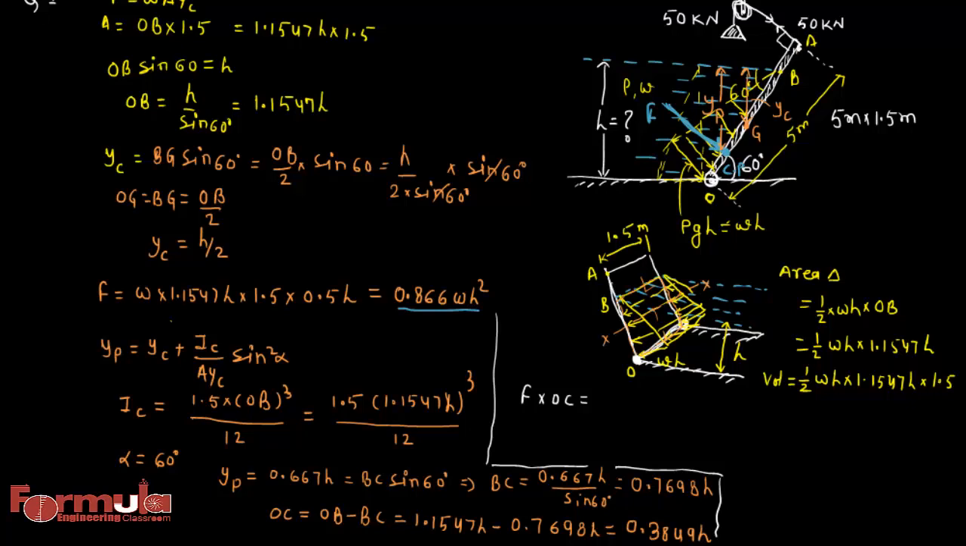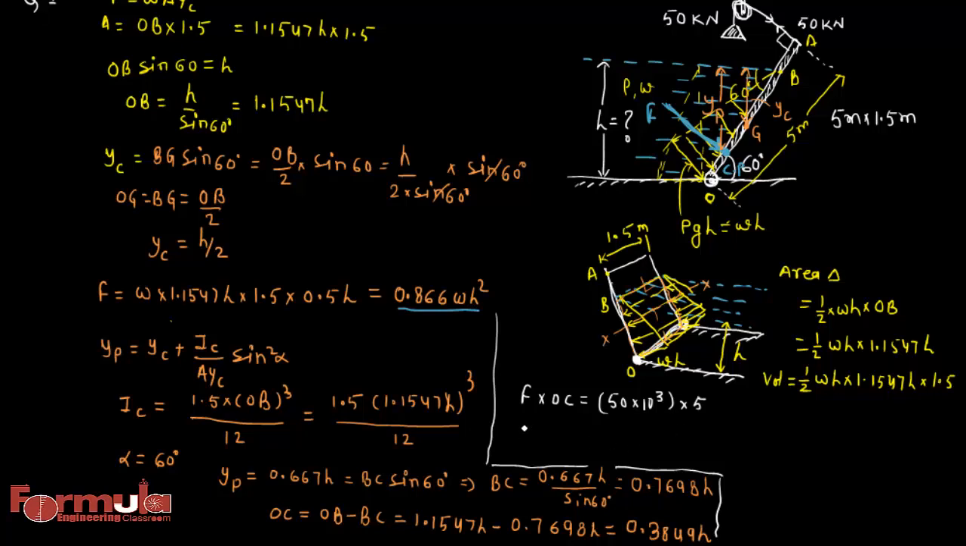So this force into the distance of this force from the hinge, which we already know is 5 meter, is creating an anti-clockwise moment. So this moment is balancing this moment, so I can write this F into OC will be equal to 50 into 10 raised to power 3, that is the tension force, into 5 meter, that is the distance of this force from the hinge. This is the counter moment.